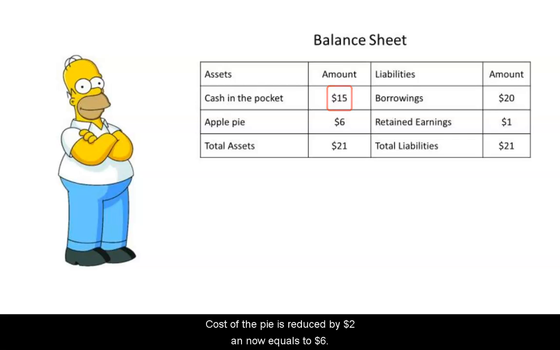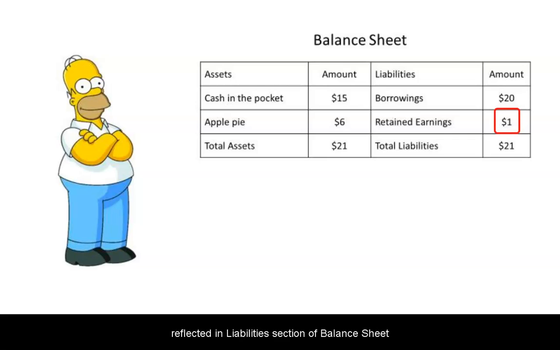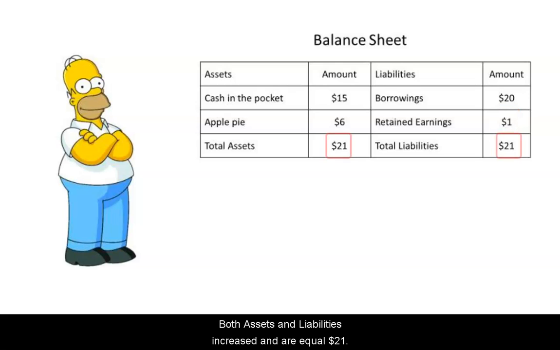The cost of the pie is reduced by $2, and now equals $6. The cost of the 2 pieces of pie that are now gone, plus revenue from the deal, resulted in retained earnings of $1, reflected in the liabilities section of the balance sheet. Both assets and liabilities increased, and are equal, $21. The borrowings remain unchanged, and equal $20.